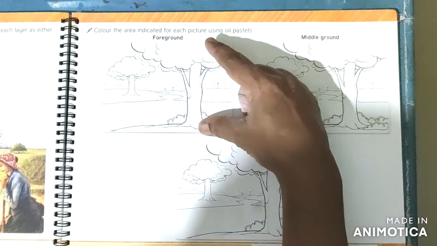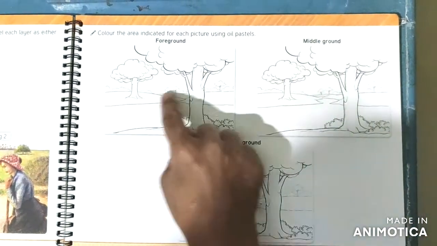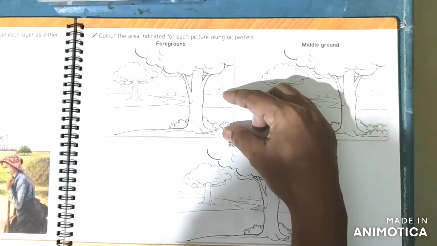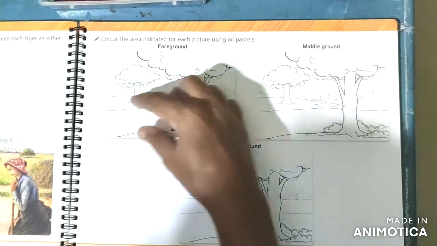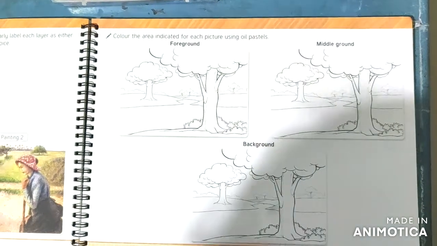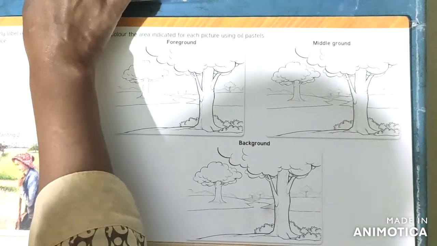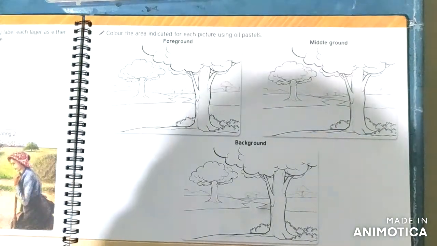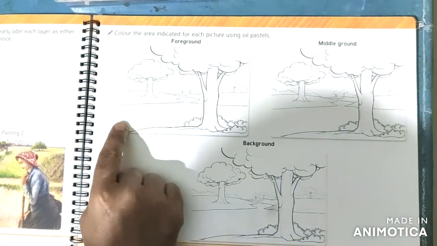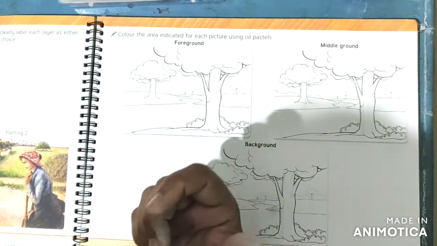Friends, see here: foreground, middle ground, background, the same picture. We have to find out the foreground this much, then the middle ground this much, and the background is this much. We have to decide that portion. So let's try. This much let's consider as a foreground, near to us.